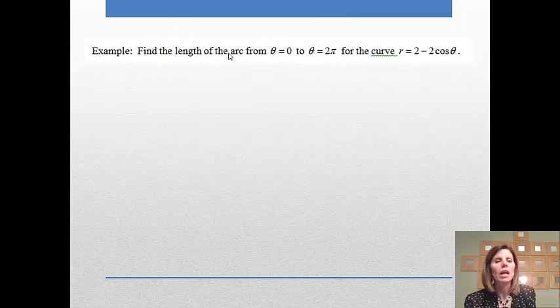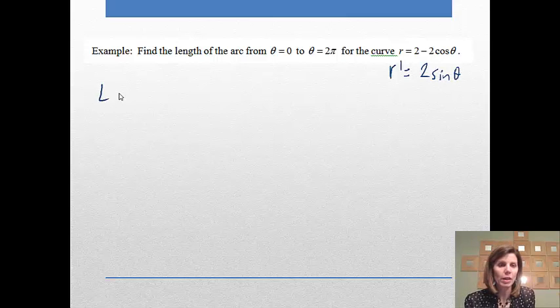Okay, find the arc length of the arc from theta equals 0 to theta equals 2 pi for the curve r equals 2 minus 2 cosine theta. The first thing that I'm going to do before I do anything else is find r prime. The derivative of 2 is nothing, and the derivative of negative 2 cosine theta will be positive 2 sine theta.